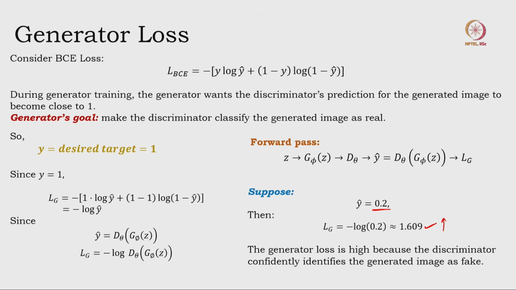Now, if this is the loss, during back propagation, is it not this information is conveyed to the generator? When this information is conveyed, is it not the generator will improve further? So, the generator loss is high because the discriminator confidently identifies the generated image as fake. Because of this, the generator will get the information that it has not generated the image properly. So, the generator will improve. Next.